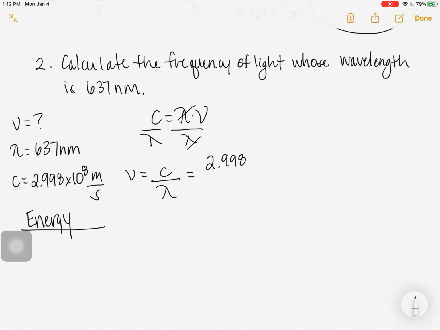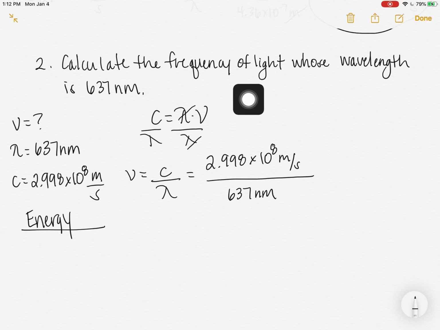Plug in and go. So 2.998 times 10 to the 8th meters per second divided by 637 nanometers. Now, I did this on purpose because I want you to see this. I cannot do this. And if you look closely, you should know why. I have meters and I have nanometers. It's no good, and so I need to change one of them. This is like way back when we first learned dimensional analysis. It's always going to be easier to change my nanometers, so I'm just going to jump up here.